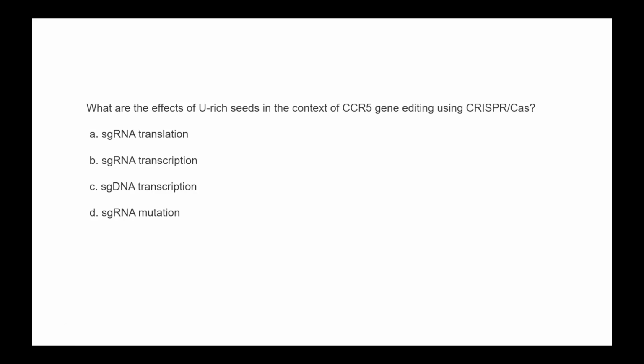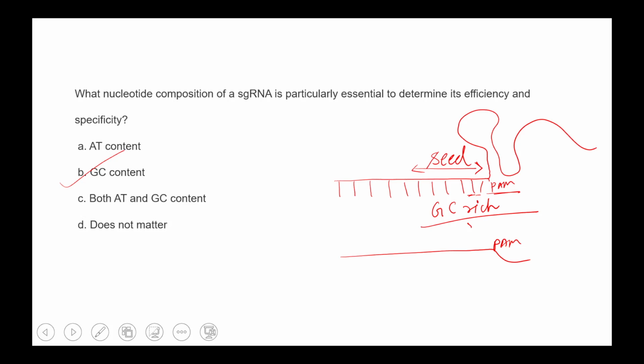So what are the effects of U-rich seeds in the context of any guide RNA design? Suppose here you have the PAM sequence, then you have some sequence like this, U-rich. First, it is not GC rich, so the binding will not be specific and not efficient. Also, if there are more U present at that particular locus, there are chances that it will form a stop signal and terminate the guide RNA expression.